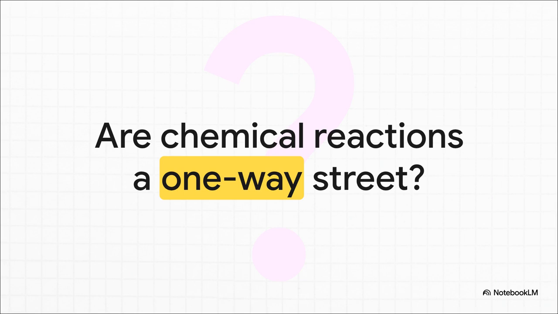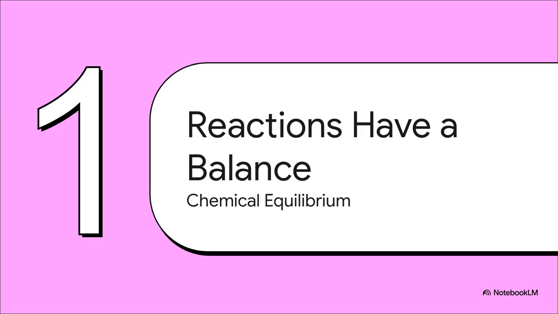So let me ask you something. When you think about a chemical reaction, do you kind of picture it as a one-way street? Reactants on one side, they do their thing, turn into products, and boom, that's it, story's over. Well, the truth is, for a ton of reactions, it's way more interesting than that. It's more like a two-way conversation. And that's where this idea of chemical equilibrium comes in.